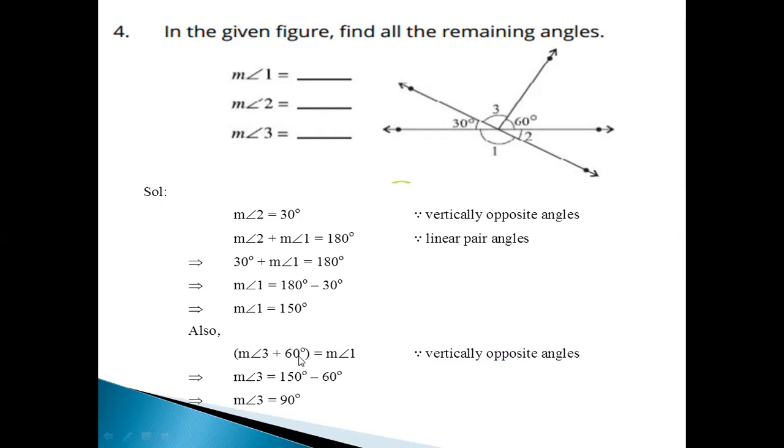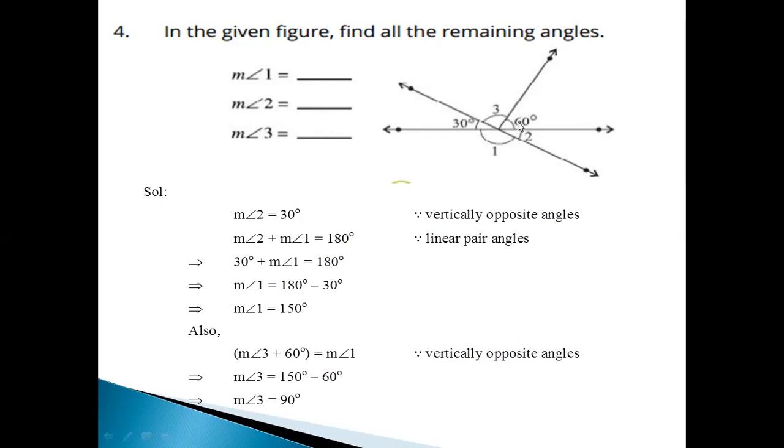60 is positive here. Angle 1 we already found, it is 150. 60 is positive here, shifted to the other side, minus 60. So angle 3 is 90 degrees. Or you can find angle 3 in the other way, by adding 60 plus angle 3 plus 30.